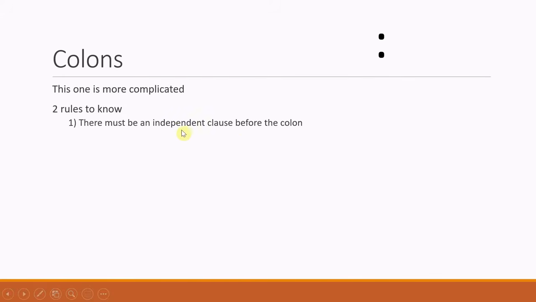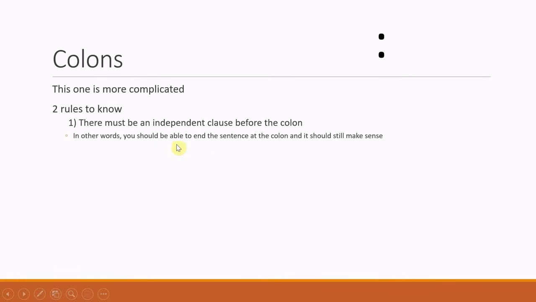First, there has to be an independent clause before the colon. So to the left of the colon must be a complete sentence. If it's not a complete sentence, it's not correct. There are some very, very rare exceptions to that, but I'm not going to get into it because it's almost never going to be on the ACT.